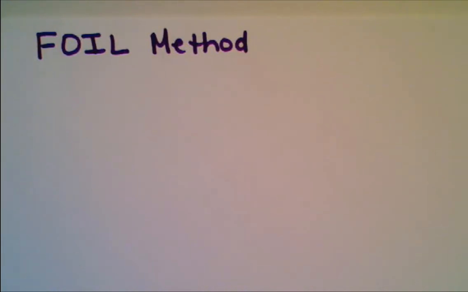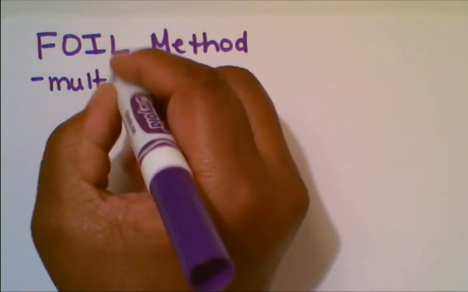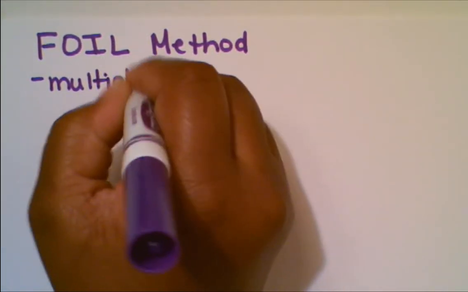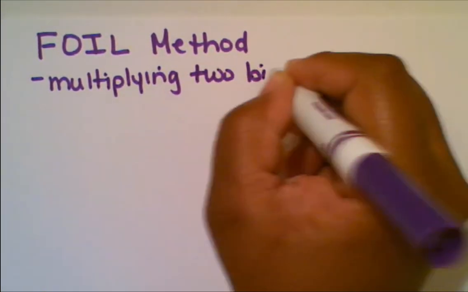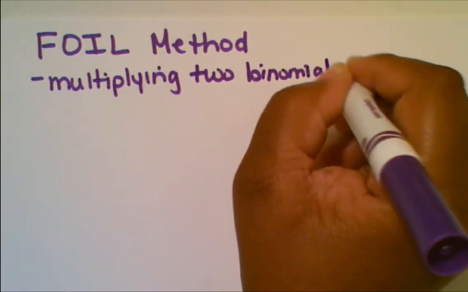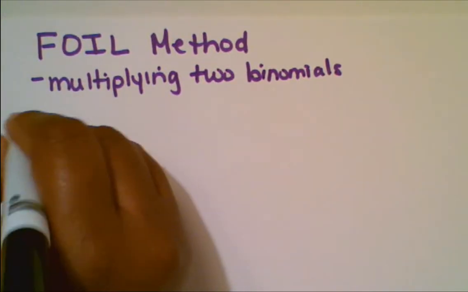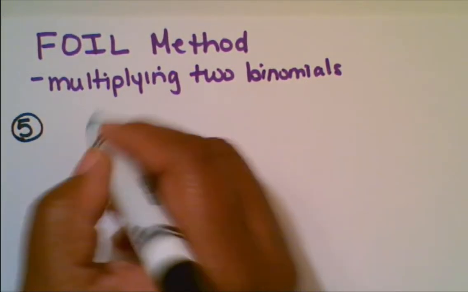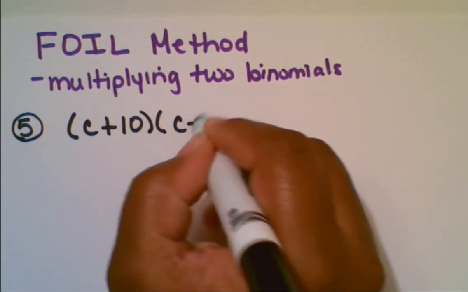Okay, FOIL method. We're going to use the FOIL method when we are multiplying two binomials. And we only use this method when we're multiplying two binomials. For example, we have c plus 10 times c minus 8.